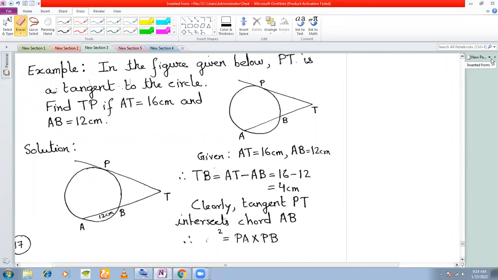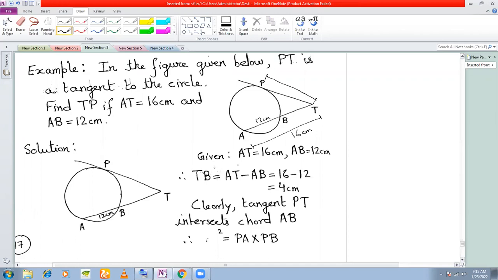Look here, in the figure given below, PT is a tangent. So you see that this length here from P till T is the length of the tangent. Find TP or PT if AT is equal to 16 centimeter. So this length is given to you as 16 centimeter and AB is 12 centimeter. These are the measurements given, and you have to find out the length of the tangent PT or TP.